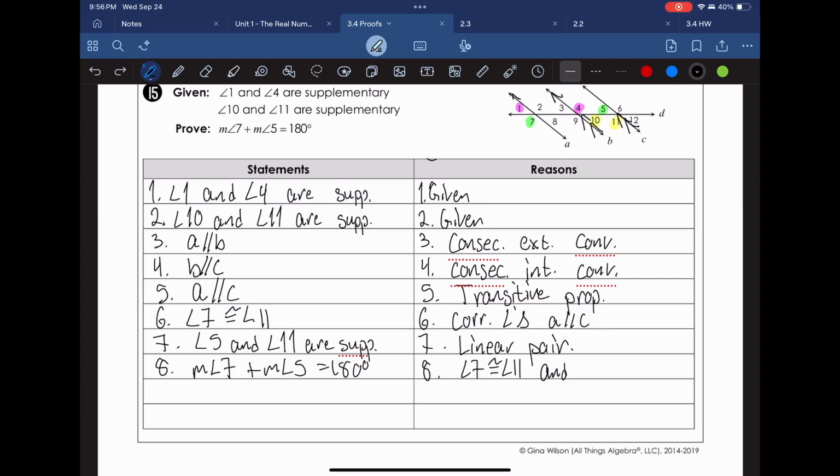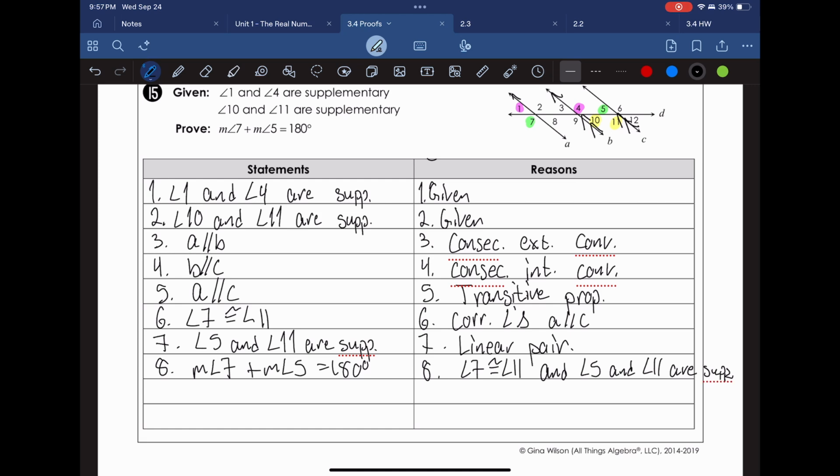Everyone erase the last 3 seconds from your brain. We know 7 and 11 are congruent to each other. We know that 5 and 11 are supplementary. So we replace this 11 with the 7. So our two justifications are right here. One of them is that angle 7 is congruent to angle 11. The other one is that angle 5 and angle 11 are supplementary. And that's it.